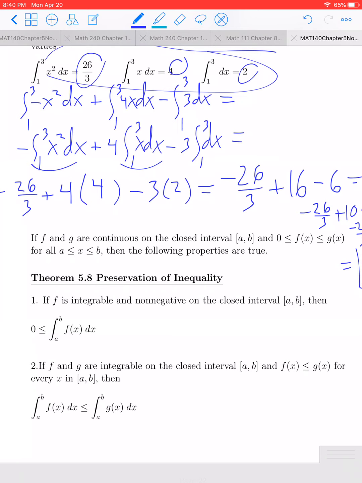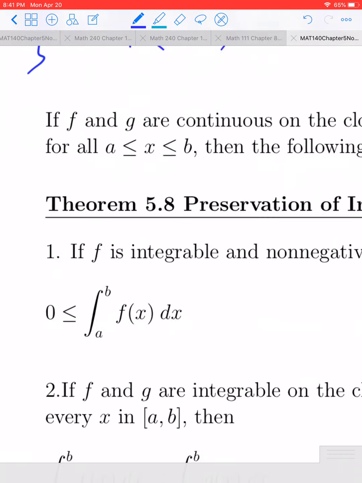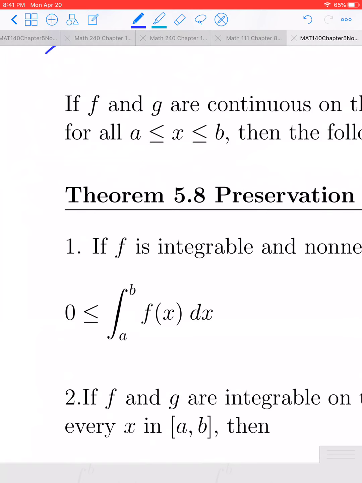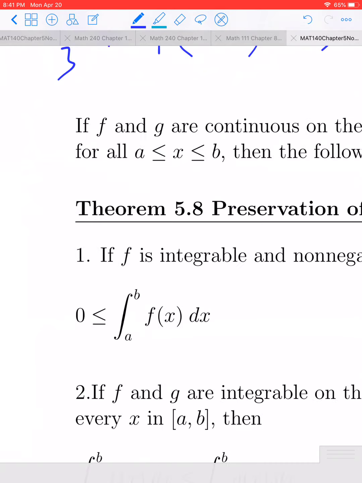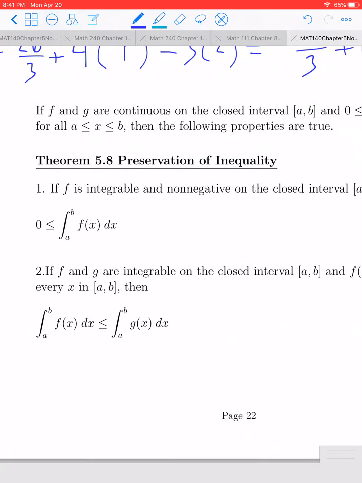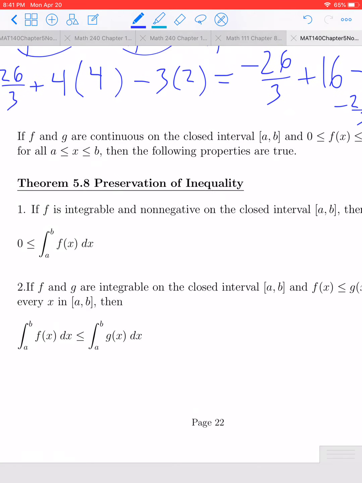If f is integrable and non-negative on the closed interval a to b, then the definite integral of f on the interval a to b will also be non-negative. So that means that 0 will be less than or equal to the integral from a to b of f of x dx. Also, if f and g are integrable on the closed interval a to b, with the property that f of x is less than or equal to g of x for all x in the closed interval a to b, then the definite integral of f from a to b will be less than or equal to the definite integral of g over a to b.